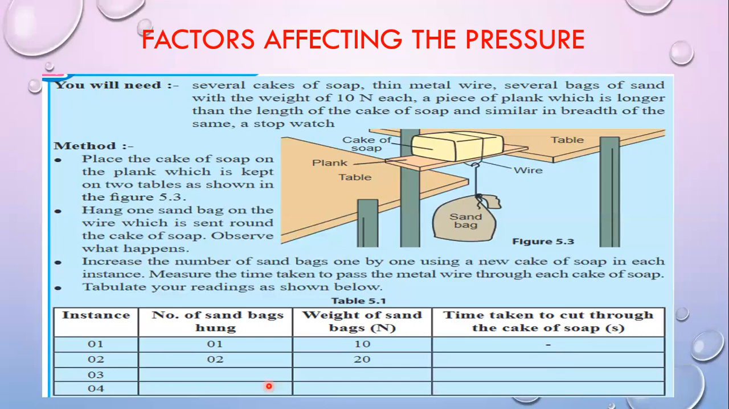In the third instance, number of sandbags 3, weight of sandbags 30 Newton, time taken to cut through the cake of soap. What do you think? What happened to the time? Yes, it's decreasing because we increased the weight. So in the fourth instance, 4 sandbags, 40 Newton, we can say 10 seconds. Time is decreasing one by one when more sandbags are hung.